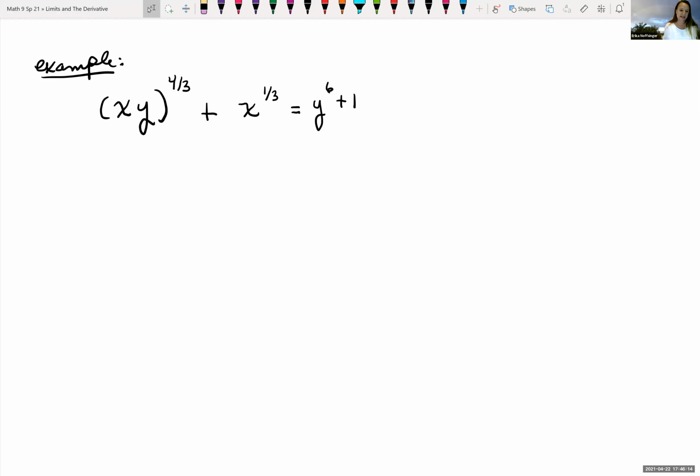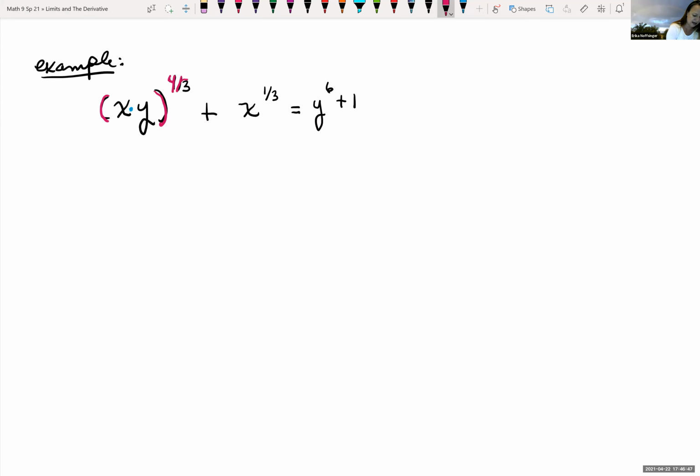Okay, so looking at another example using implicit differentiation, we have the quantity x times y, and that quantity is all raised to the 4/3 power. Then we have plus x to the 1/3 power, and that is equal to y to the 6th power plus 1. So we want to take the derivative of both sides, but notice here this first grouping on the left-hand side, it's x times y. We also have this raised to the 4/3 power.